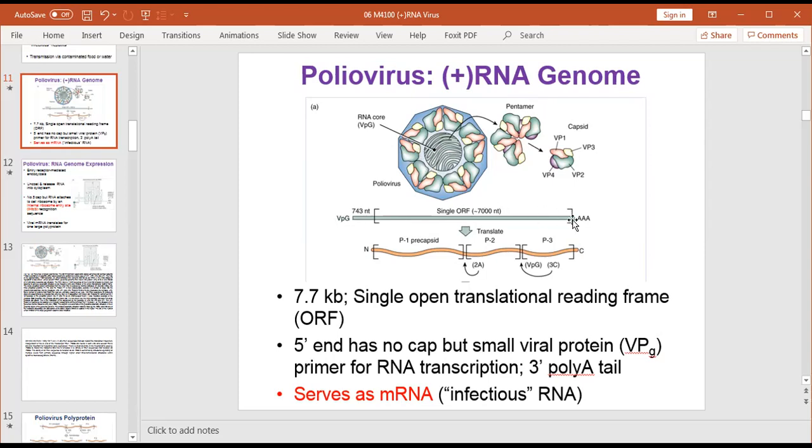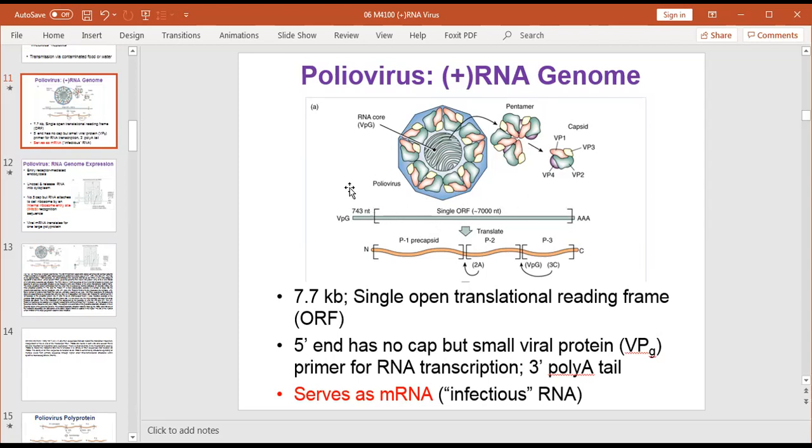The genome of the virus is 7.7 kilobases. It has a single open translational reading frame. It has one single open reading frame at the center of the genome.